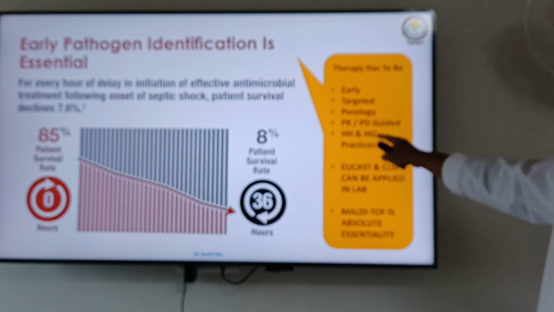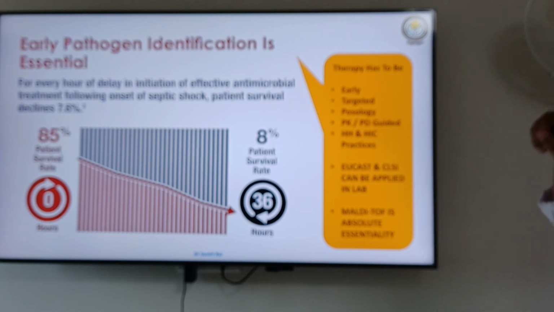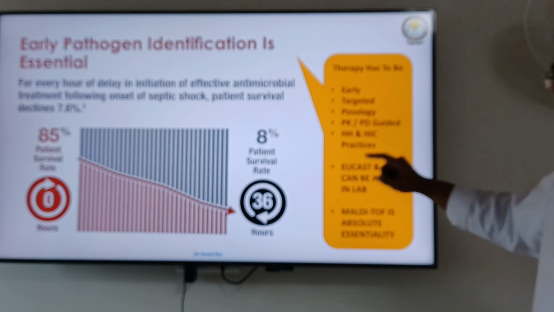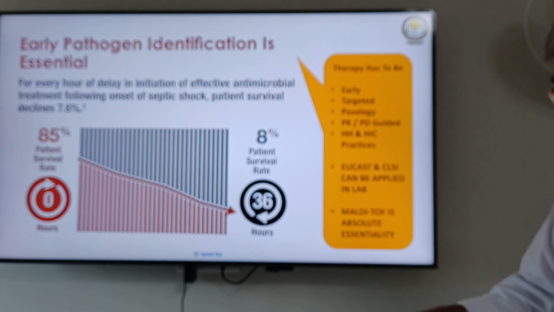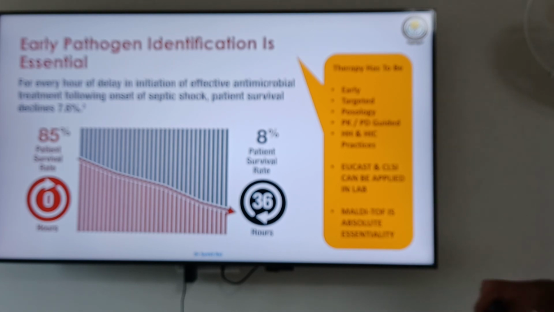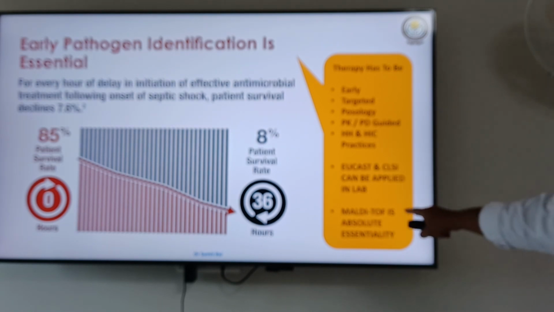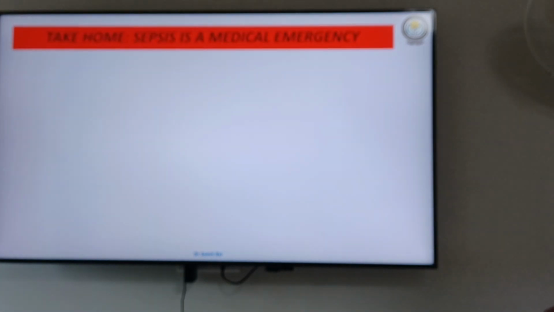Hand hygiene and hospital infection control practice have to be strictly followed. EUCAST and CLSI guidelines can be applied to the lab. With the recent introduction of the AMSP NAP-AMR module also in the state, it has now been made mandatory to acquire the MALDI-TOF in every institute. So it's an absolute essentiality now. It's a basic machine now. It's not a privilege for us, it's an essential commodity now.